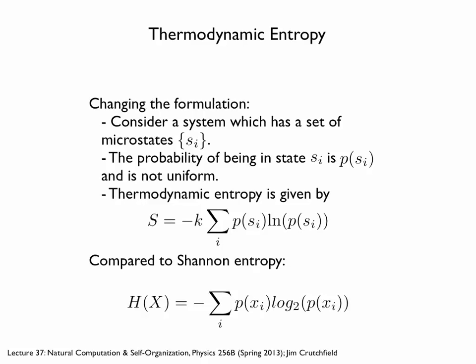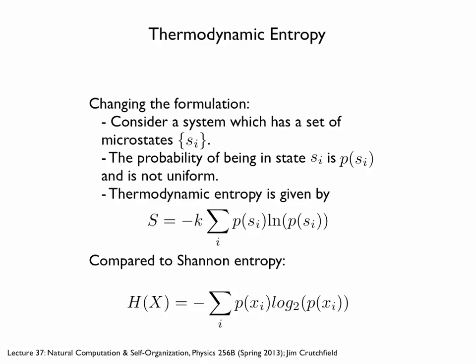a set of microstates Si such that the probability of being in Si is not necessarily uniform. So we have this system with all these configurations and different probabilities of being in all those configurations. And the thermodynamic entropy is the same as was formulated on the previous slide. It's S equals minus k sum P(Si) log P(Si). And this looks very similar to our Shannon entropy.